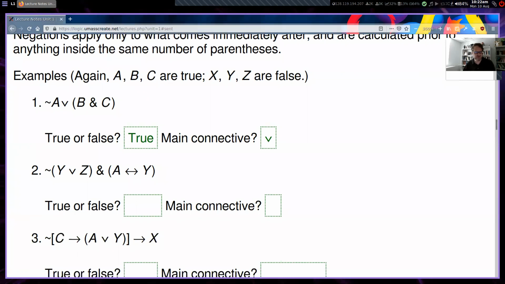All right, let's do number 2 here. So remember in this parentheses, false or false is false. Then we do the negation, that's true. Now let's do what's on the other side here. True double arrow false is false. True and false is false. So this entire statement is false. The main connective is the and. That's the glue holding the entire statement together.